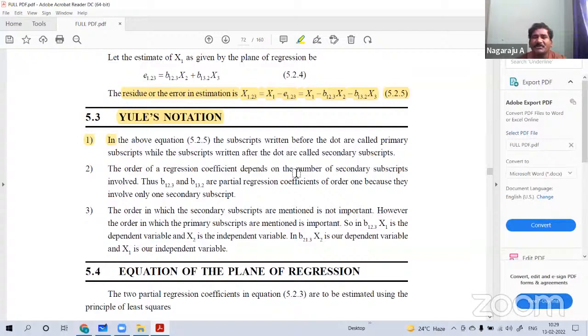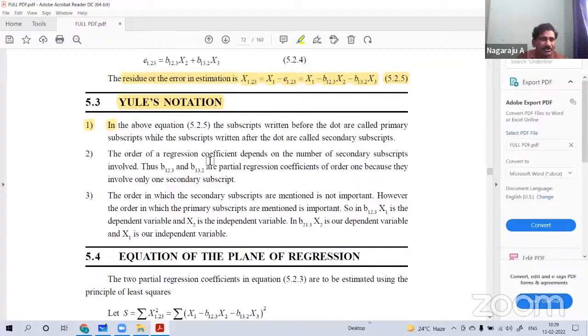However, the order of the primary subscripts is important. Primary subscripts mean the x1 on x2 coefficient, where observation is required, and the x1 on x3 coefficient, where observation is also required. Here b12 and b21 are the dependent variable on independent variables. This is the overall idea about Yule's notation.